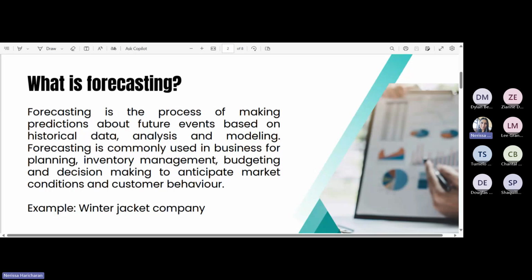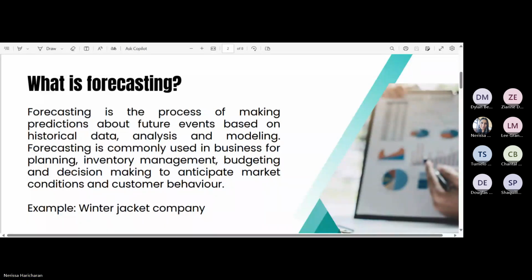So while we're on the forecasting topic, I want to just do a quick example for you, just so that you have a little bit more of an understanding of how forecasting would work, especially using the different trends of historical data, different analysis, etc.